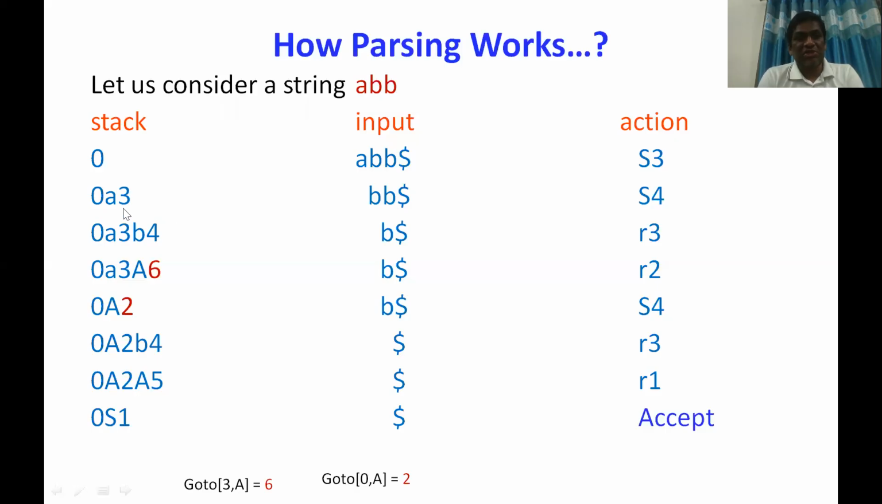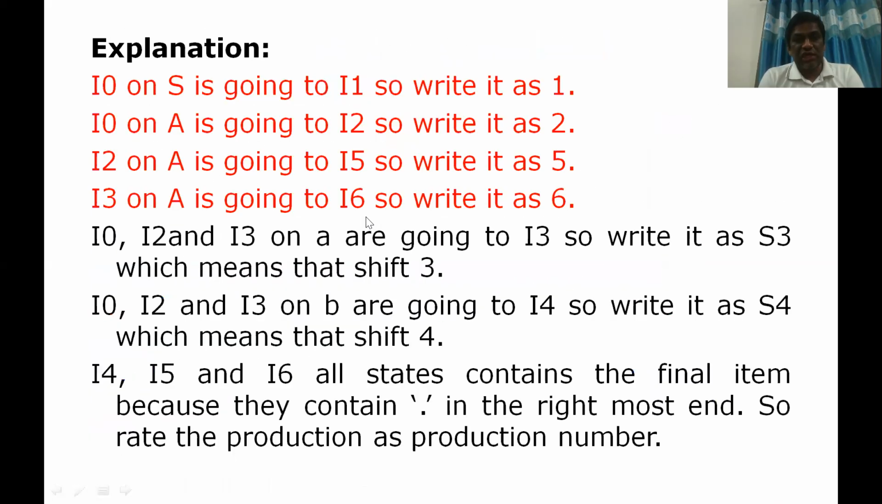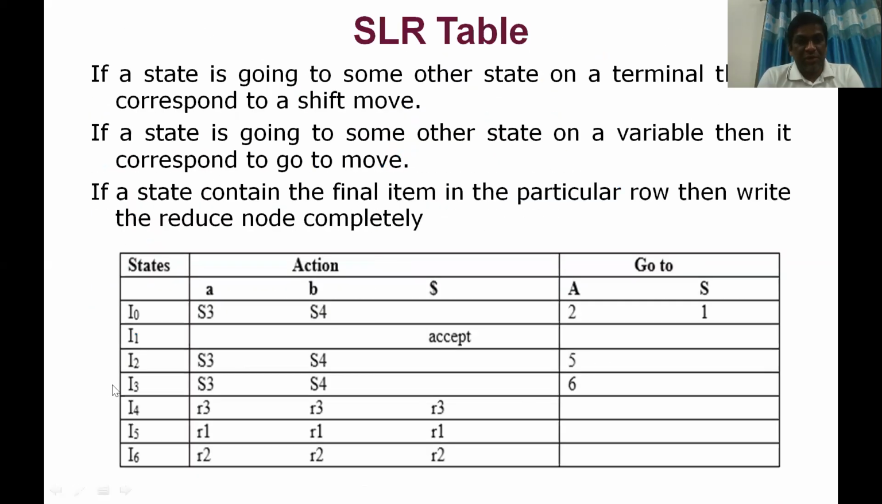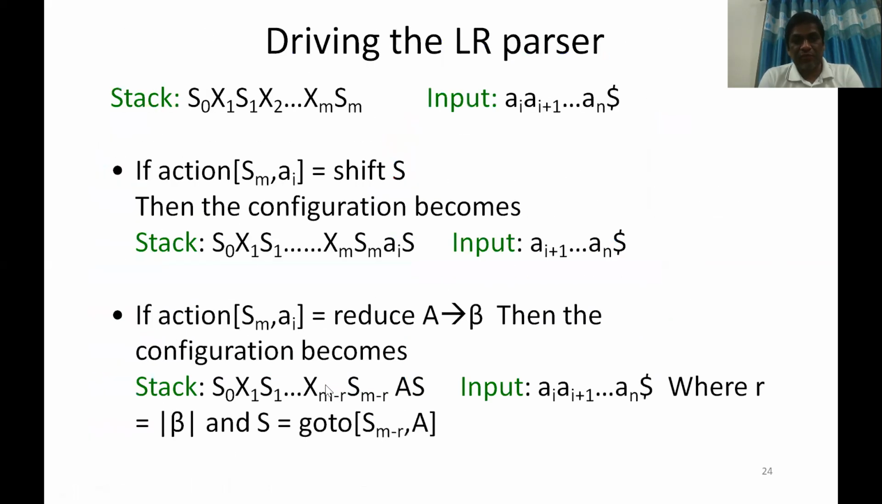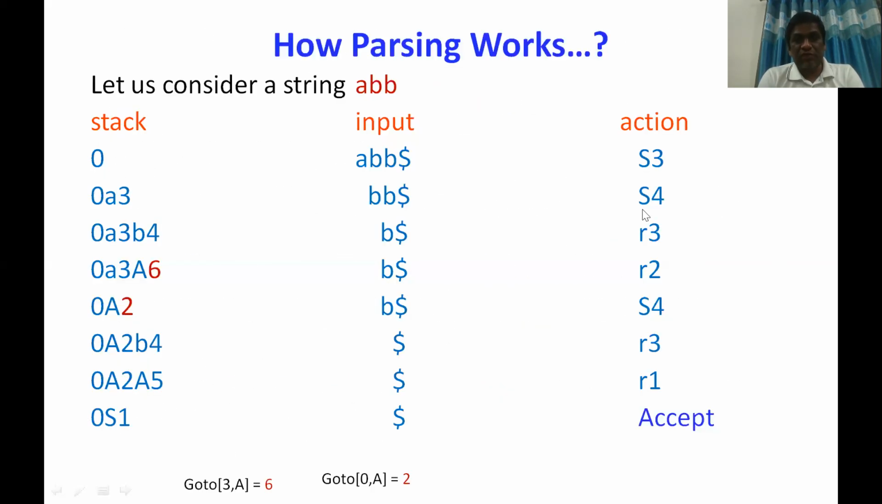Now the combination is 3 on B. What is the entry in the table? 3 on B means I3 on B. It is saying S4. The action is S4. What does it mean? Move this B onto the stack and the state number 4. So the stack is 0A3B4 and the remaining string is B dollar.